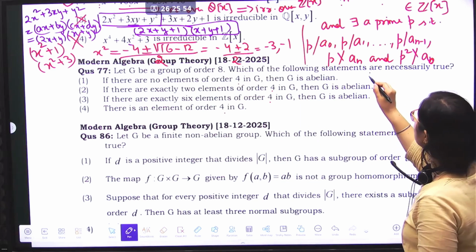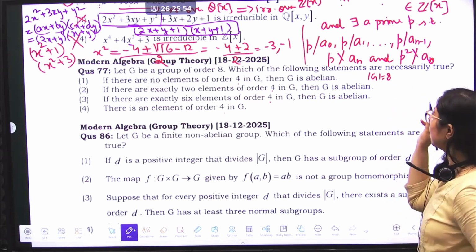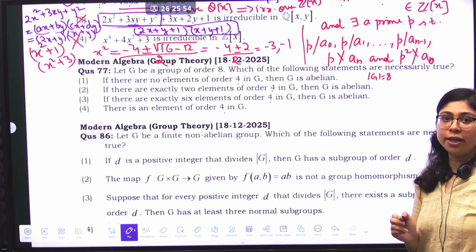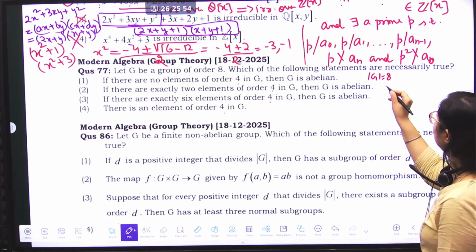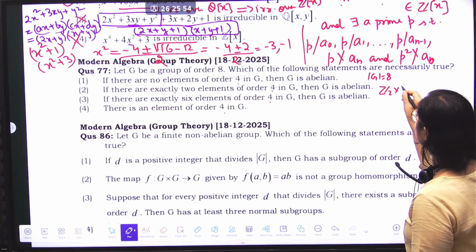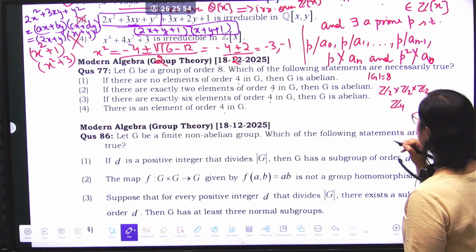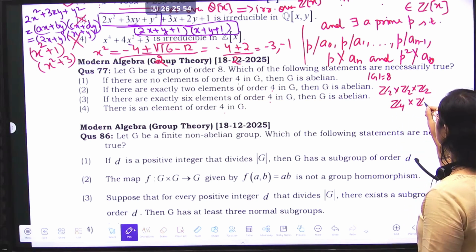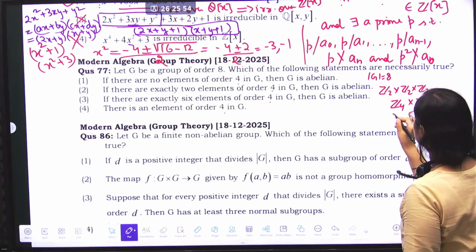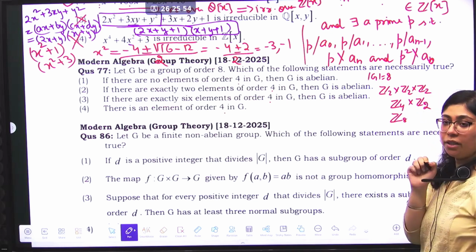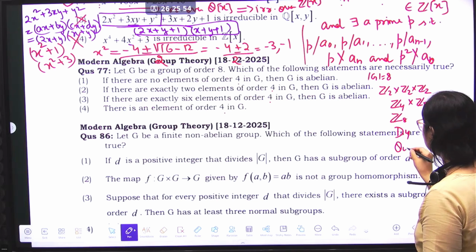Also, if the order of G is 8, then what are the possibilities for G? We know that up to isomorphism, there are 5 possibilities for G. Let's write them down one by one and check the elements of order 4: Z2 cross Z2 cross Z2, Z4 cross Z2, then Z8. These are 3 abelian classes. Next we have D4 and next is Q4.